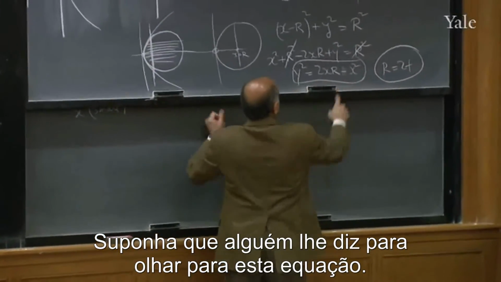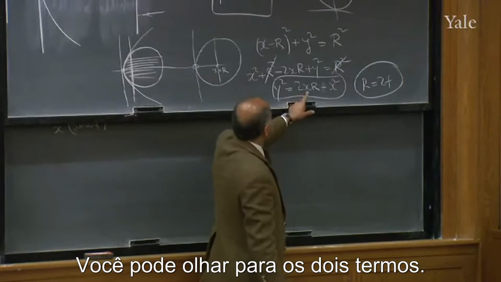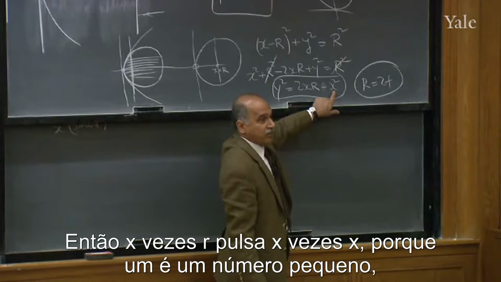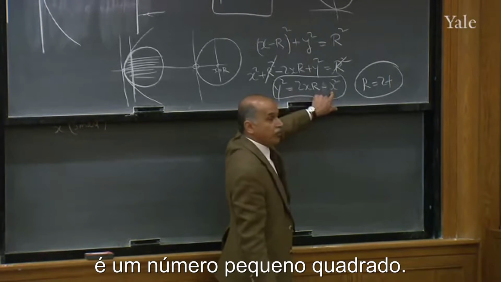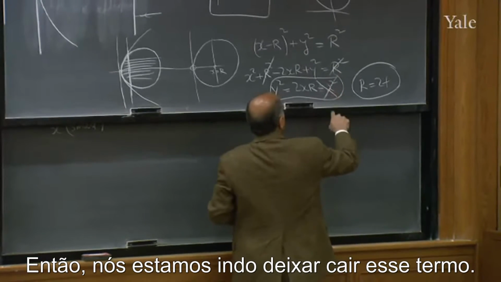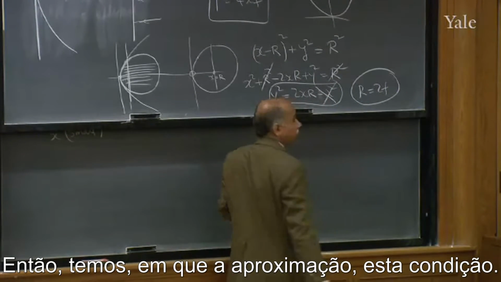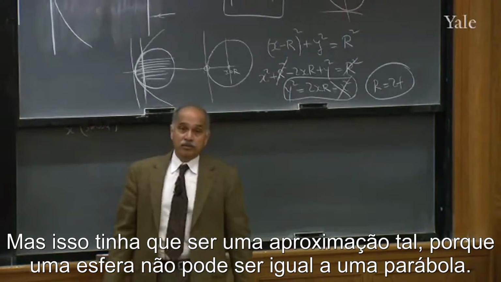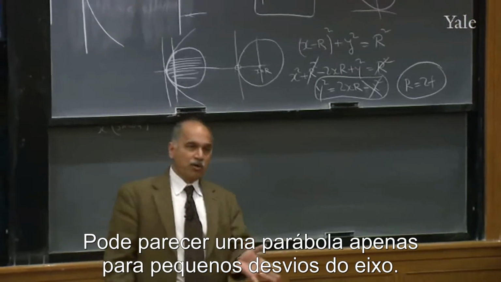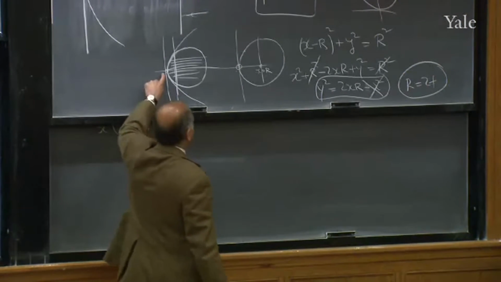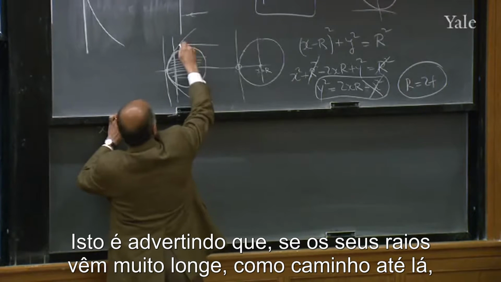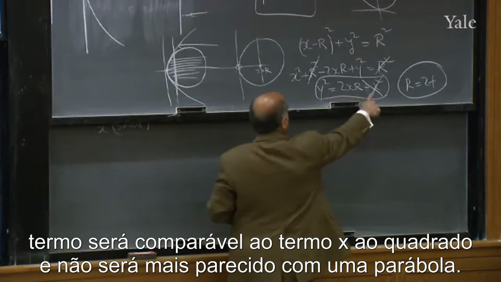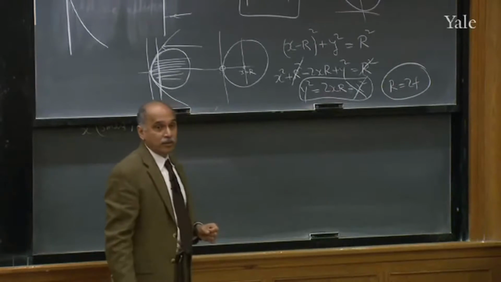You can see that already. Suppose someone tells you to look at this equation. You can look at the two terms. One is x times r, other is x times x. So x times r beats x times x because one is a small number, one is a small number squared. So we're going to drop that term. Then we get, in that approximation, this condition. But there had to be such an approximation because a sphere can never equal a parabola. It can look like a parabola only for small deviations from the axis. So this is cautioning you that if your rays come too far off, like way over there, then the x times r term will become comparable to the x squared term, and it will no longer look like a parabola.